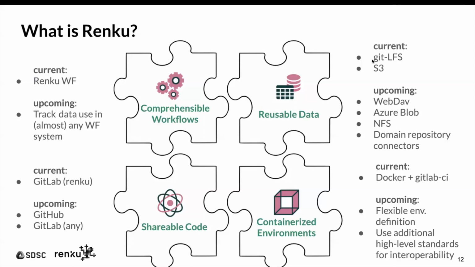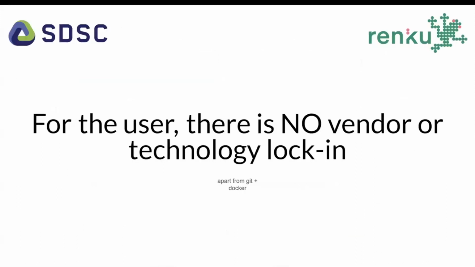Regarding reusable data, as of now, the users can access Git LFS and S3 buckets for storing their data that will be used within Renku. We want to enable Azure Blob Storage, NFS, WebDAV, and other domain repository connectors. We will see this after the demo. And regarding the containerized environments, as of now, we have Docker plus GitLab as the main means to create the containerized environments. In the future, we want to have a flexible environment definition and using high-level standards for interoperability. So for the user, there is no vendor or technology lock-in except from Git and Docker.